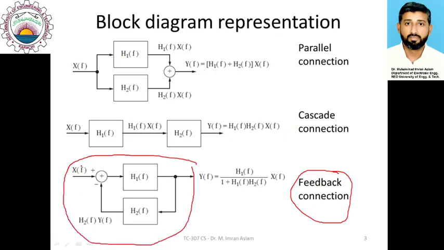You can see that the input X(f) is applied to the system H1(f). Whatever output you are getting is fed back to the input. You can see that is illustrated with a minus sign here, which is named negative feedback. If you simplify, you can calculate that Y(f) would be equal to H1(f) upon 1 plus H1(f)H2(f), times X(f). So this is the overall effect of this feedback connection. The equivalent block should have this transfer function.